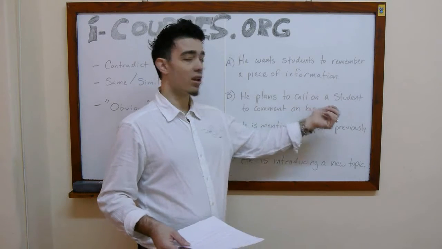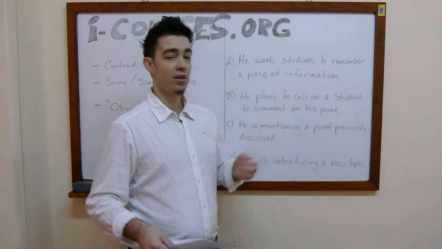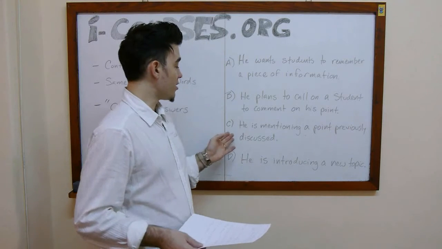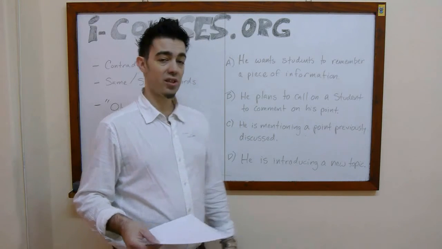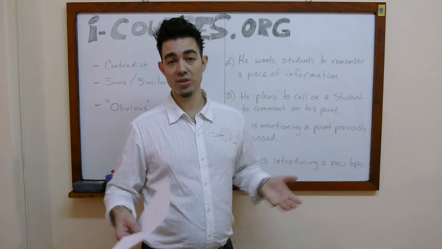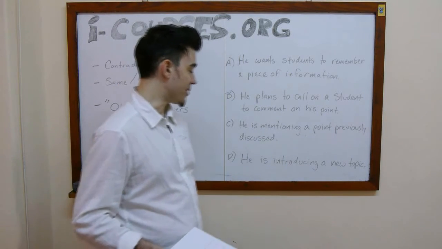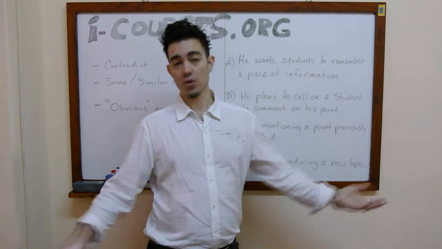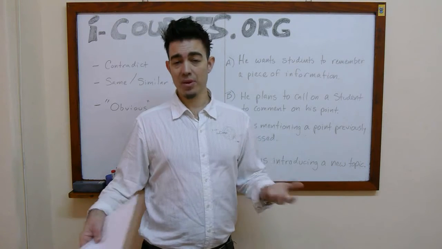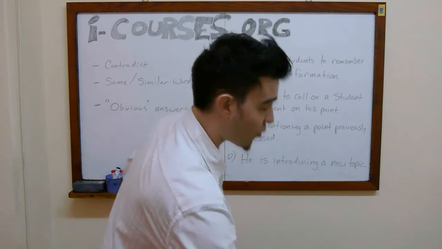B, he plans to call on a student to comment on his point. Now they're trying to trick you by using the word call. Recall, call. They sound about the same, but they have different meanings. C, he is mentioning a point previously discussed. Okay, they don't mention anything about synonyms. They don't use a word that sounds the same, but this might have the same meaning as what they're talking about. And D, he is introducing a new topic. Okay, so that's an example of an answer which you can pretty much tell doesn't mean the same thing. It contradicts it.